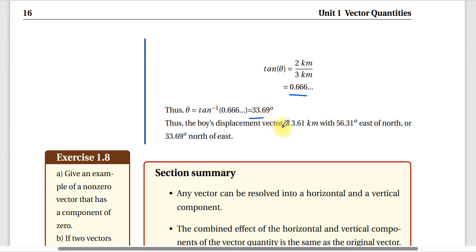Thus, the displacement vector is 3.61 km, 56.31 degrees east of north.